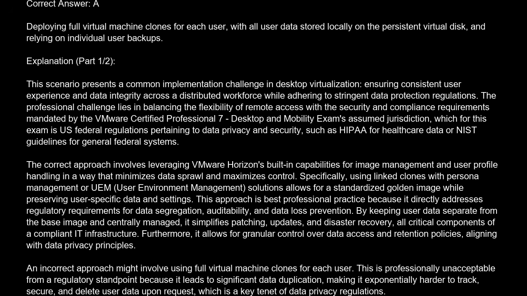This approach is best professional practice because it directly addresses regulatory requirements for data segregation, auditability, and data loss prevention. By keeping user data separate from the base image and centrally managed, it simplifies patching, updates, and disaster recovery, all critical components of a compliant IT infrastructure. Furthermore, it allows for granular control over data access and retention policies, aligning with data privacy principles.